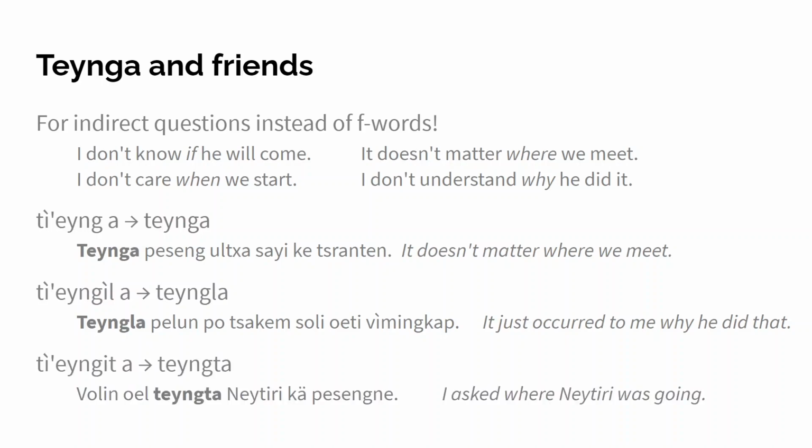And last example with Teynga from Teynga. Wolin wel Teynga Neytiri ke pesengne. I asked where Neytiri was going. Literally, this means I requested the answer, which is Neytiri went where? So wien is a transitive verb to request. And since the thing we request is an answer here, or the indirect question, where is Neytiri going? We need Teynga instead of futa.